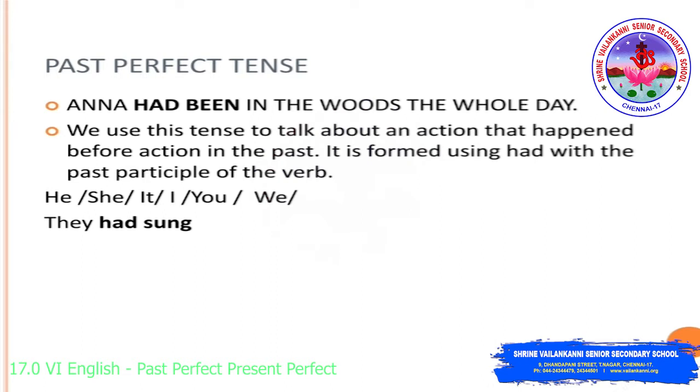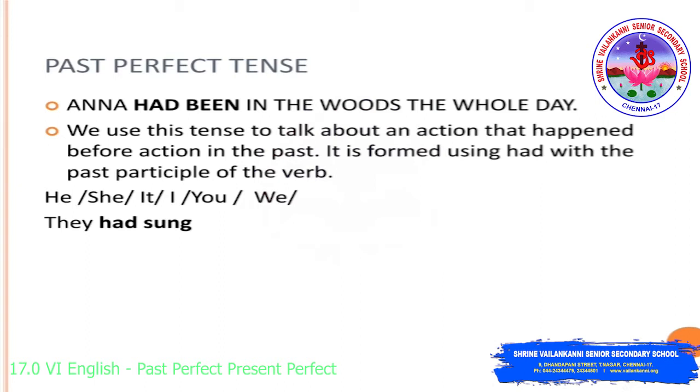Now, what is past perfect tense? We use this tense to talk about an action that happened before another action in the past. It is formed using had with the past participle of the verb. Anna had been in the woods the whole day. Now, what is the past participle here, children? Been. Been in the woods the whole day. Been is the past participle here. To be is converted as been, had been in the past perfect tense.